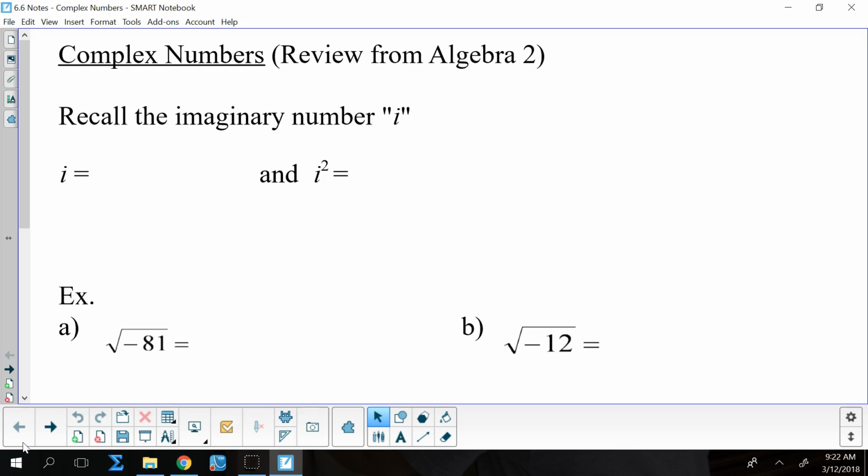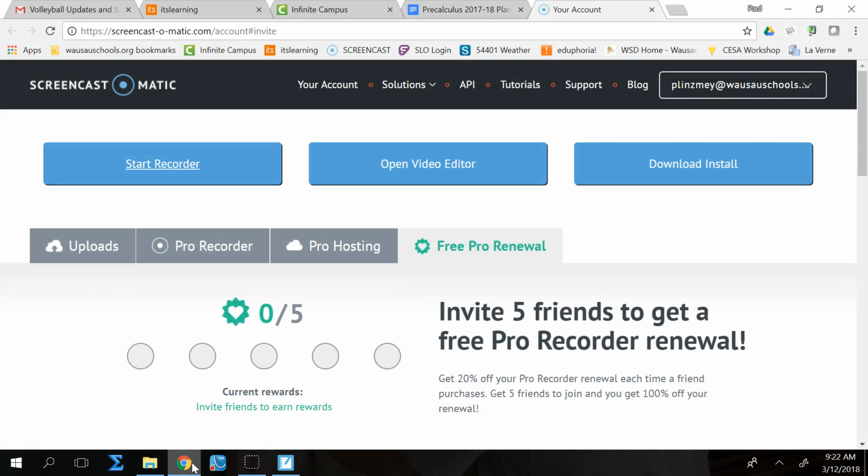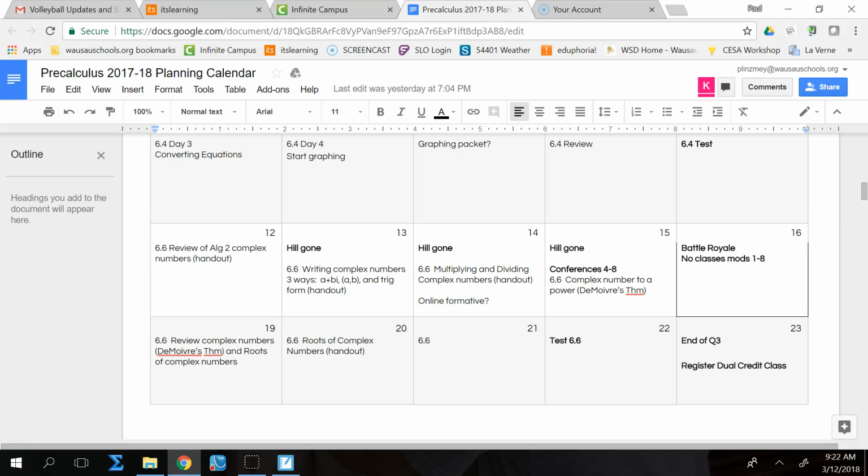What we're looking at here is dealing with 6.6 today, tomorrow, Wednesday, and Thursday. Friday we've got Battle Royale in the morning, and I don't really know when we're getting out of Battle Royale, so we really don't have anything planned for Friday. It's going to be kind of a review day, extra practice day, work on some problems kind of a day.